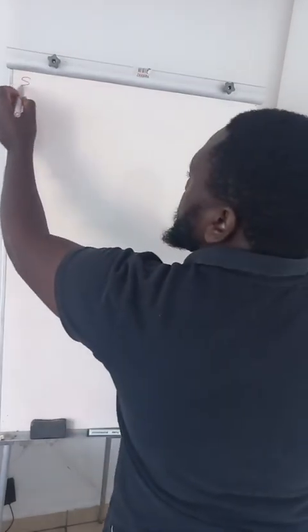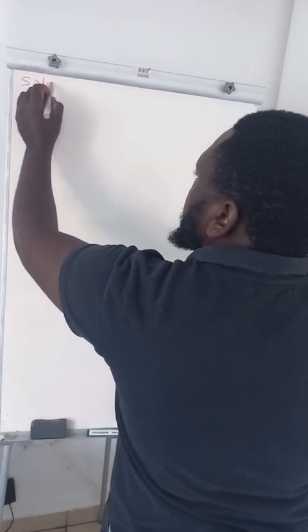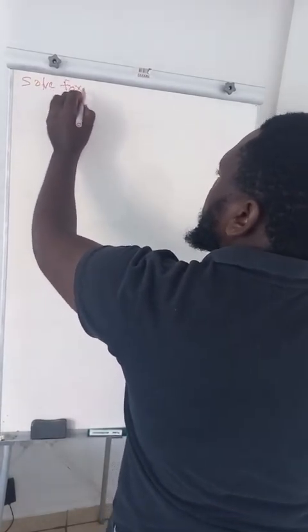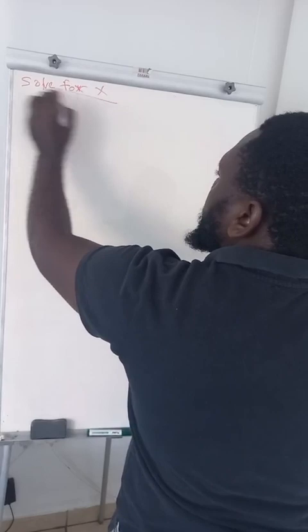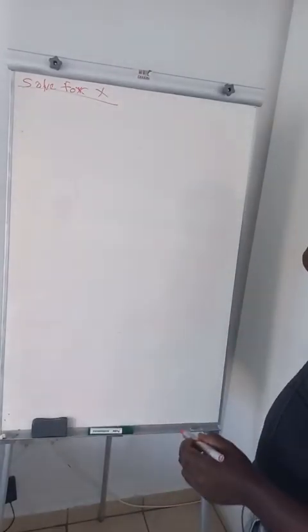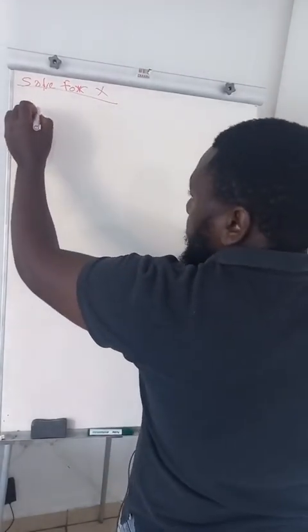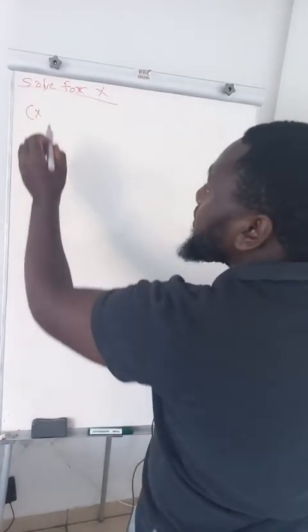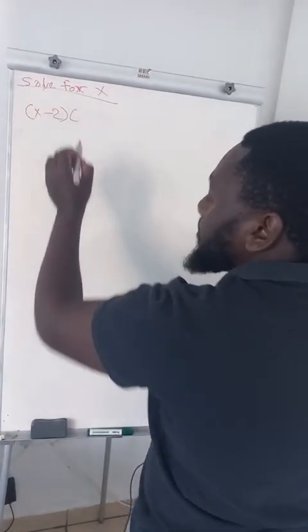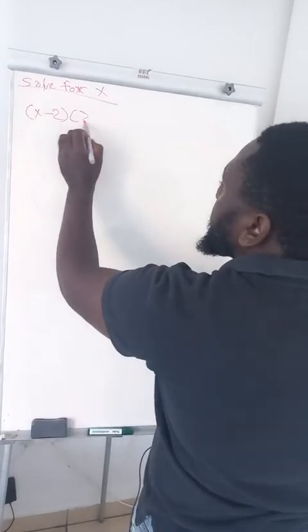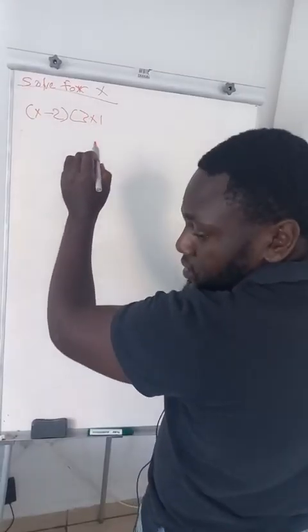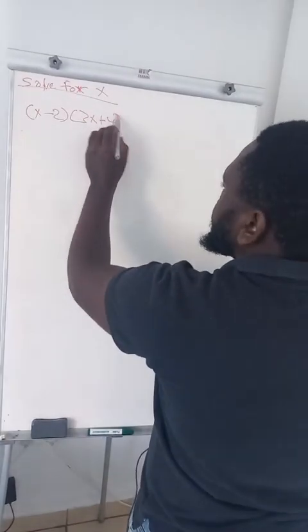Here, let's say that they give you an equation. This is solve for x. So once you get this, they'll say maybe x minus 2, open bracket, 3x plus 4.